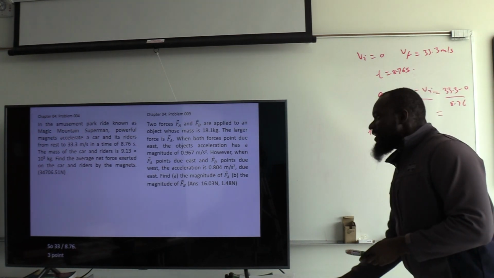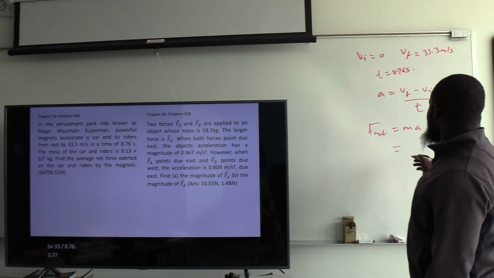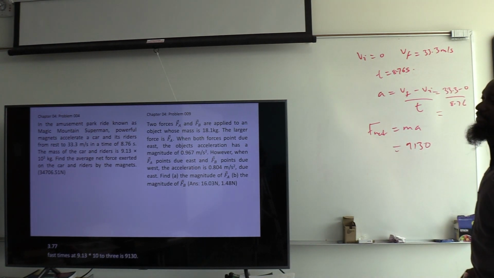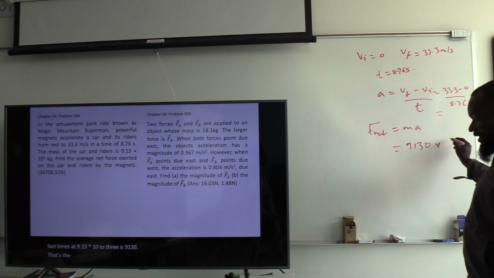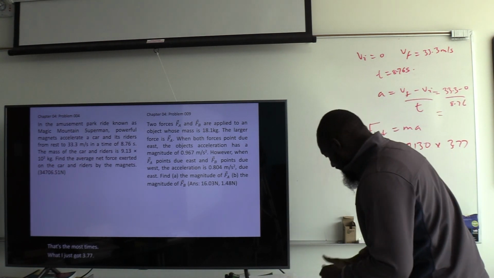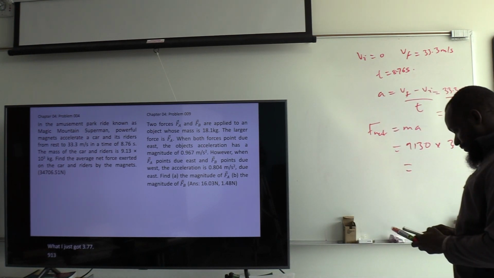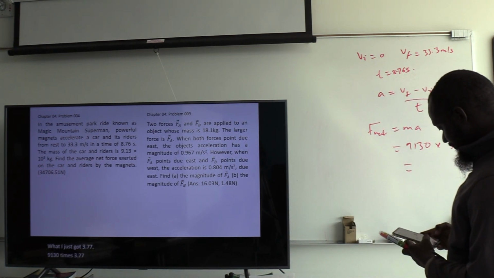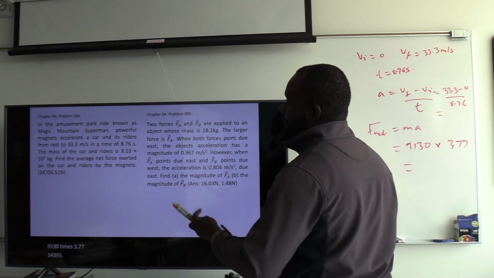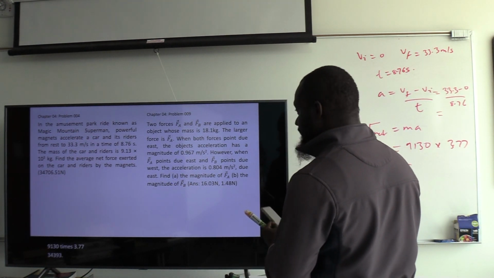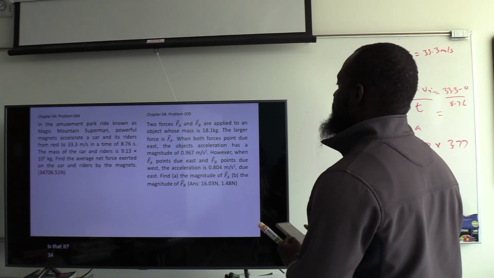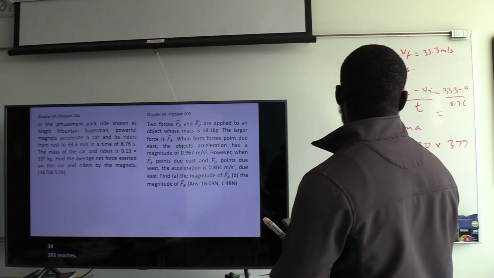3.77. Then the mass times that. 9.13 times 10 to the 3 is 9130. That's the mass times what I just got, 3.77. So 9130 times 3.77 is 34393. Is that it? 34393 newtons. So that's 8.76.